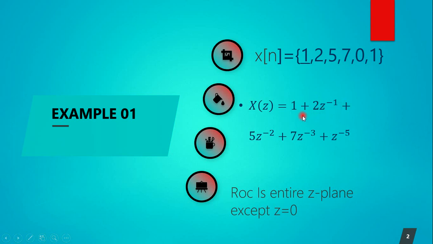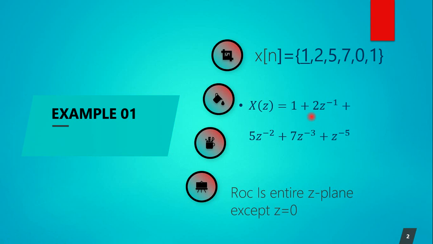z is equal to 0, the system will become unstable and it will approach to infinity. So the region of convergence is entire Z plane except 0.